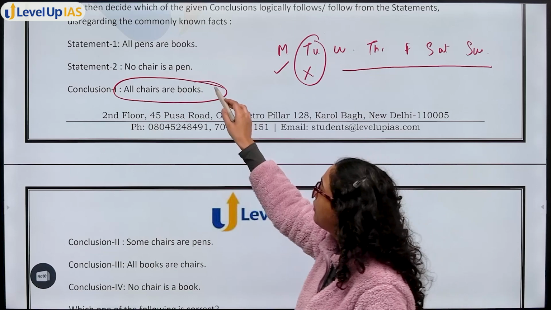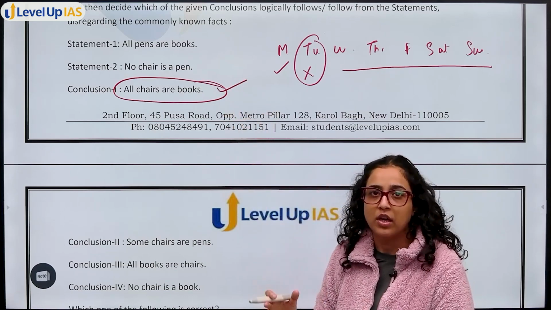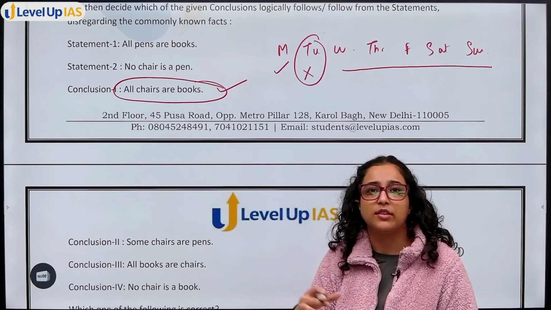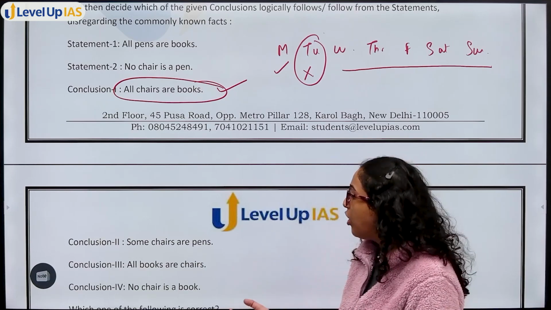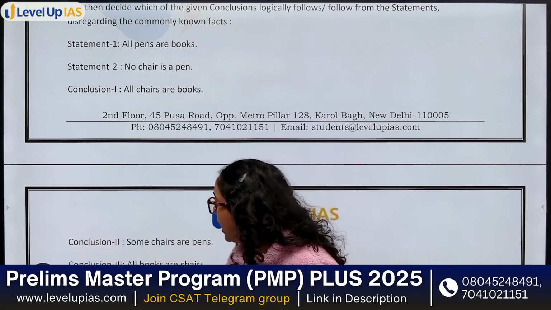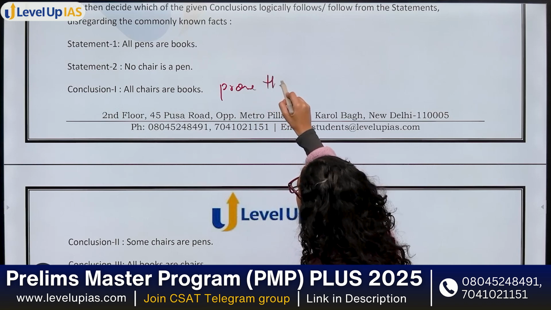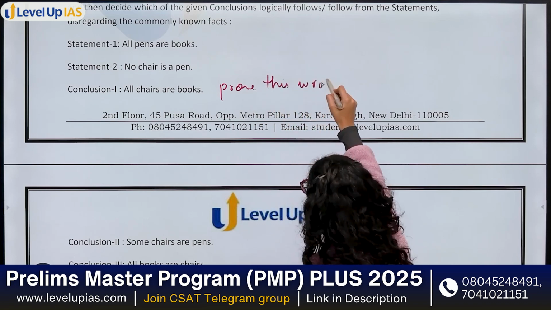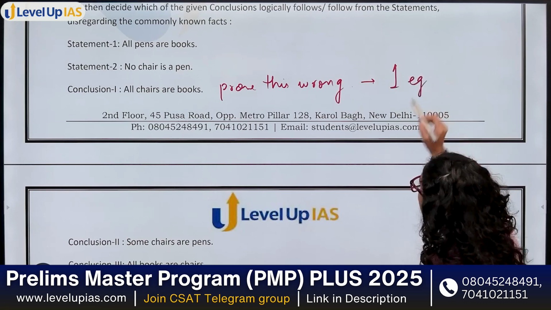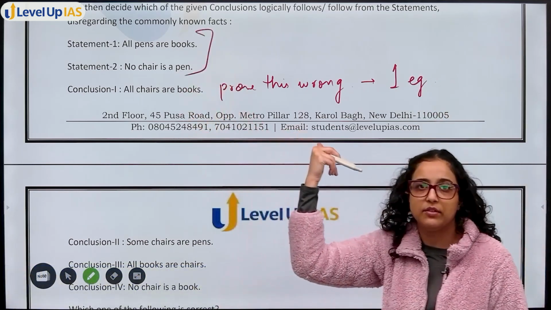So whenever you have a definite statement like this, like all chairs are books, or some chairs are definitely books. Okay, all of these statements. In that case, आपको क्या करना होता है? We have to prove this wrong with one example. कोई भी एक example from here such that this is wrong.